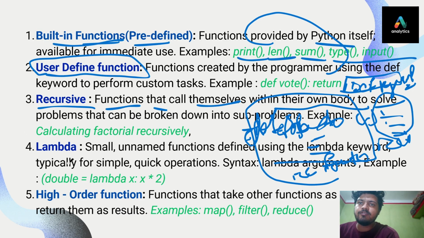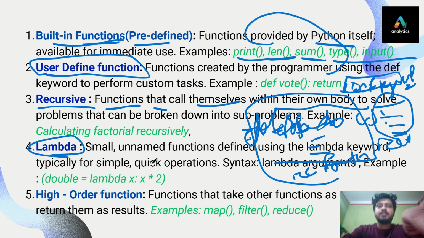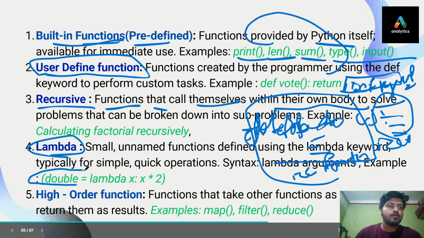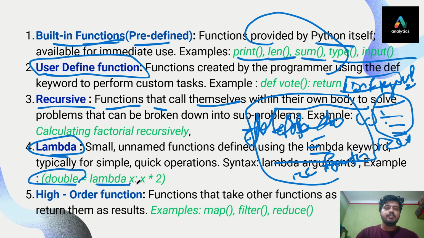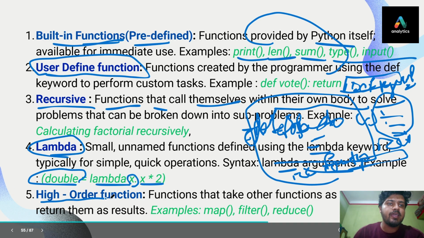And the fourth one is the lambda function. That is a small, unnamed function. You don't need to define a name for the function. Like double equals lambda of x, this is the argument, and this is the calculation. The syntax is lambda, argument, and the calculation.